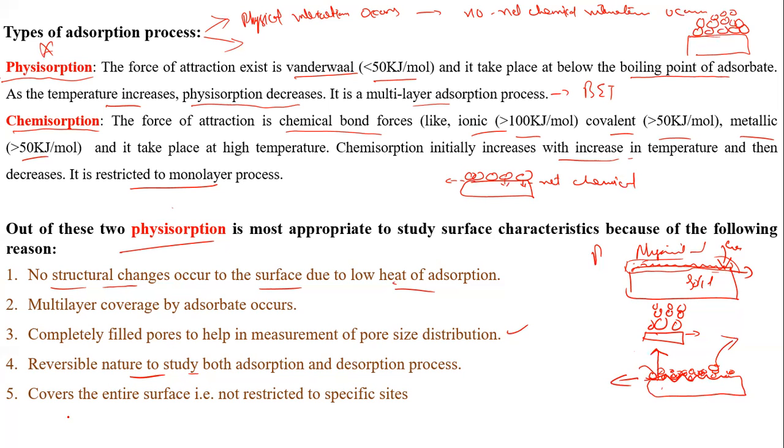And the fifth point is that physisorption covers the entire surface, with no restriction to a specific site. For physisorption, no restricted specific site is required. So any surface can be easily and completely covered by the physisorption process, because this is a physical phenomenon.